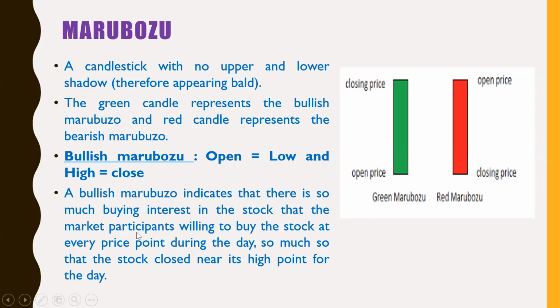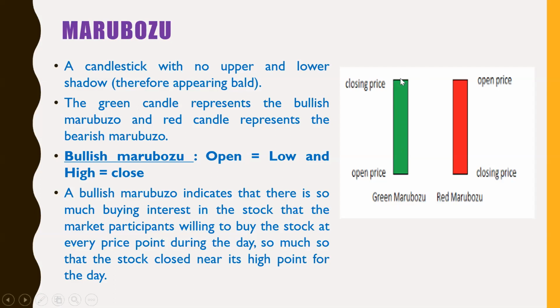A bullish Marubozu indicates that there is so much buying interest in the stock that market participants are willing to buy the stock at every price point during the day, so much so that the stock closed near its high for the day. It opened, then kept on going. At every point the buyers came into the picture and never let it go down. It kept on buying, and at the end of the session the high is also the same as the close. That is called a green Marubozu.